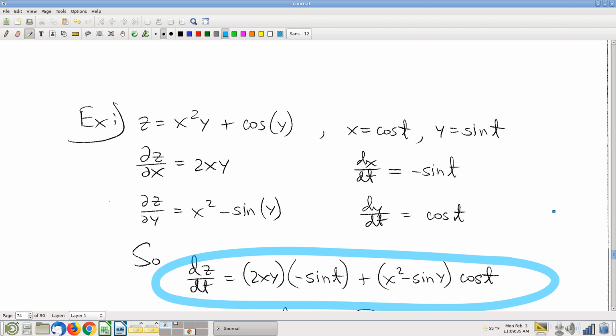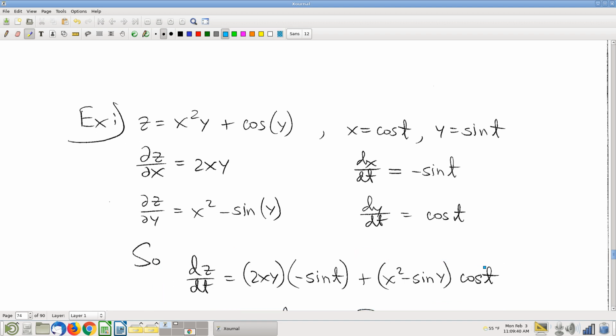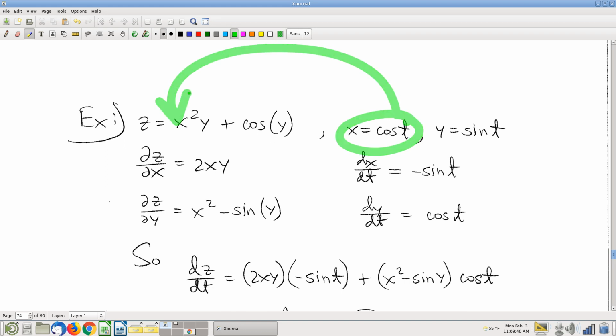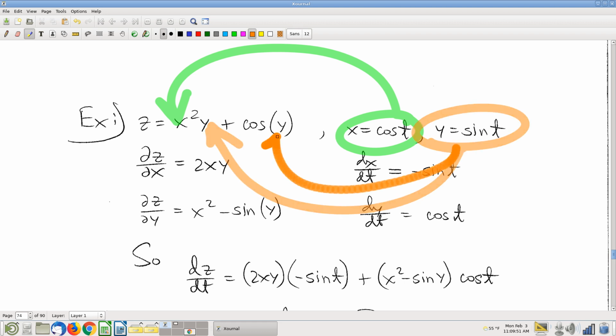I will point out you could, in a sense, oh boy, this would be ugly, take this and plug it into there, and this into there, and rewrite z as one great big function of t. Then use single variable calculus and the single variable chain rule to power your way through it. That would get you to an answer that would not be false. So I want to address this option though.